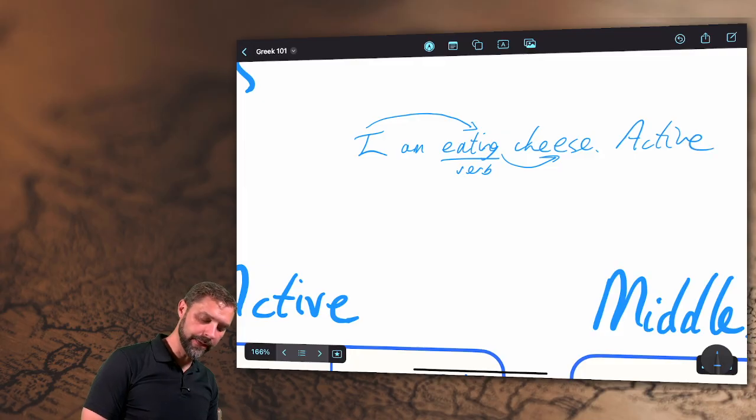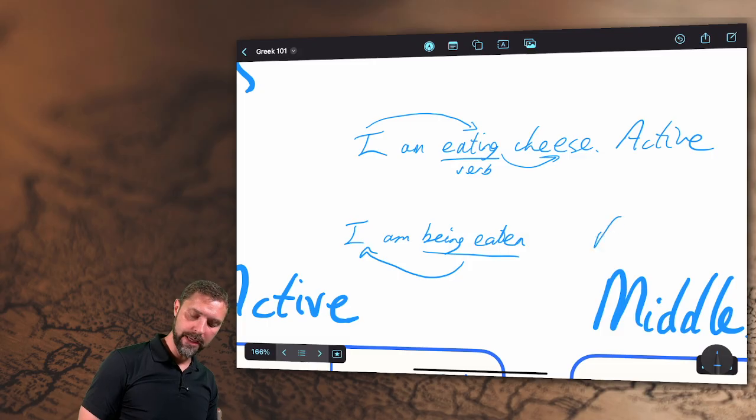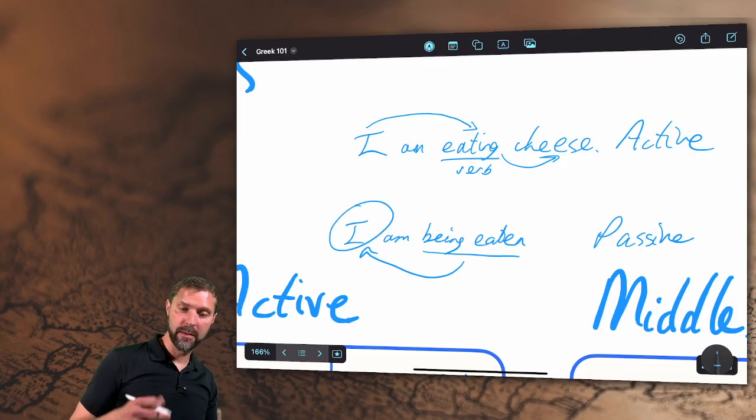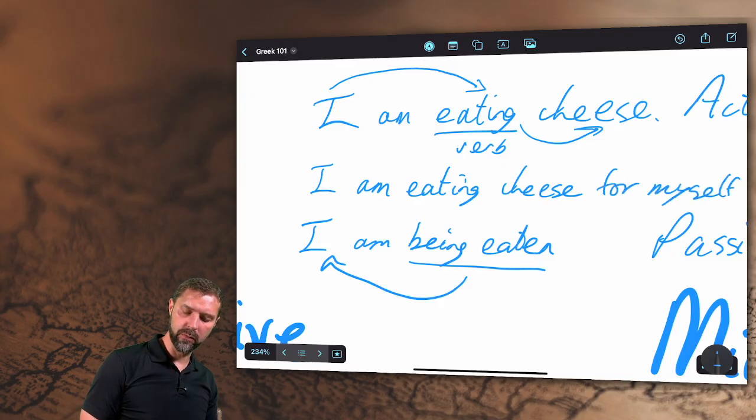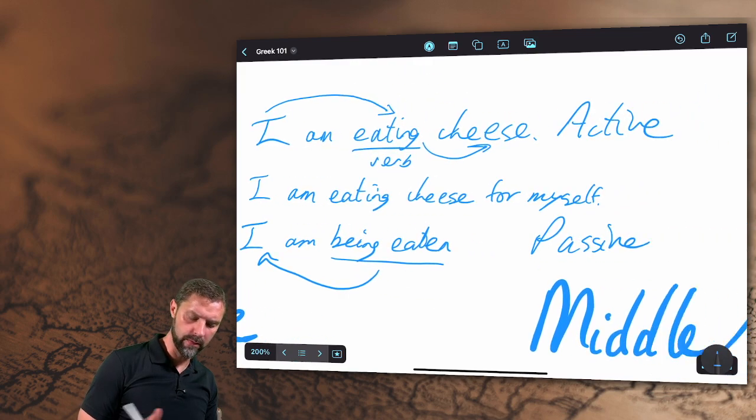I told you before that a passive sentence, I am being eaten, is one where the action, this verb, is being done to the subject. Passive sentences, I might be the subject, it's happening to me. I'm passive, it's being done to me. Okay, and the middle stands in the middle. And so I could do something for this example. I am eating cheese for myself. Now that's a really odd comment semantically, so whatever. This is middle.